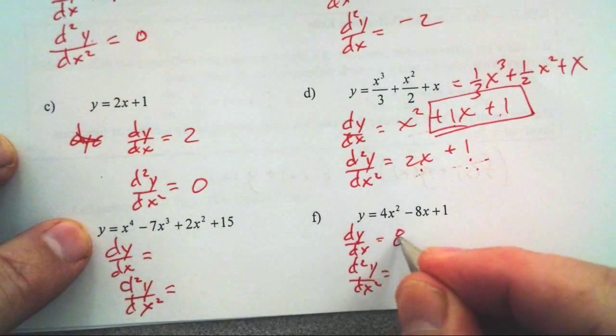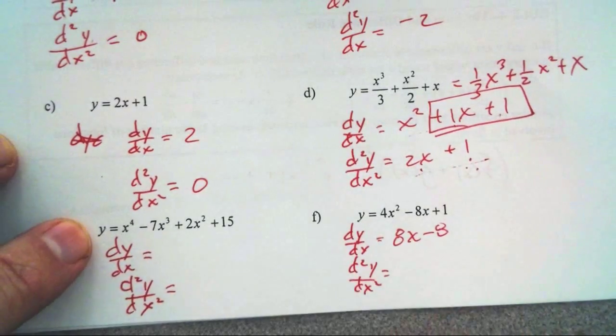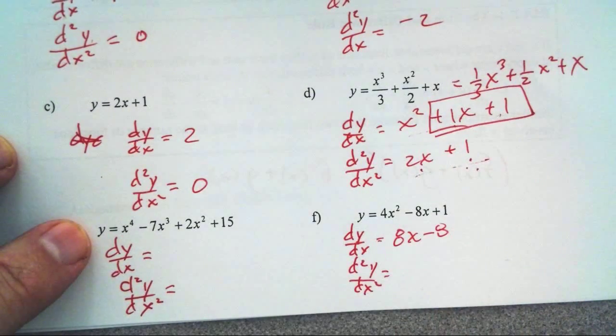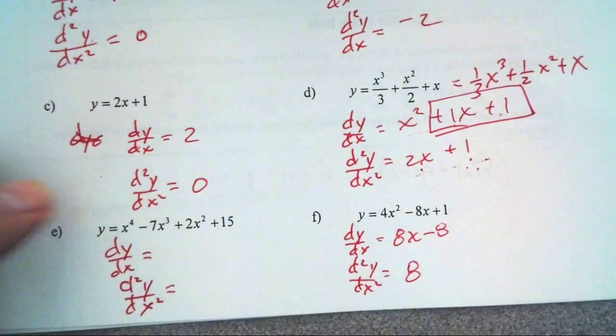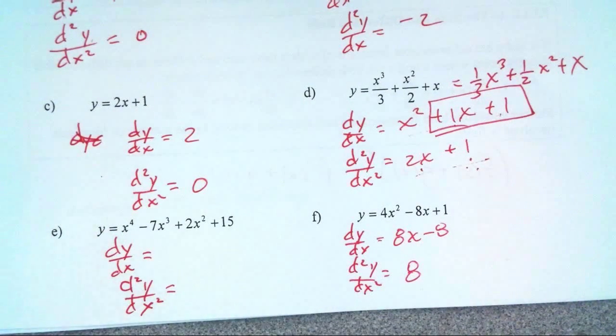Okay, derivative here, 8x minus 8. Fingers. Good. Fingers on nose. And the derivative of 8x minus 8, 8. Questions there? Simple, simple.